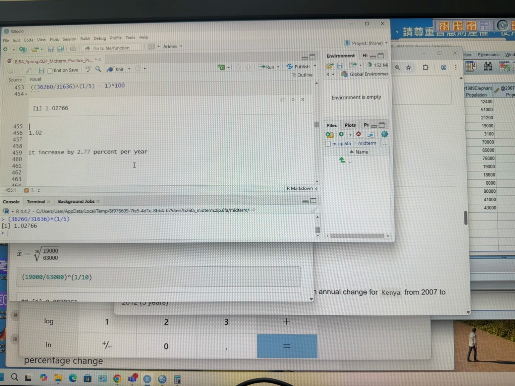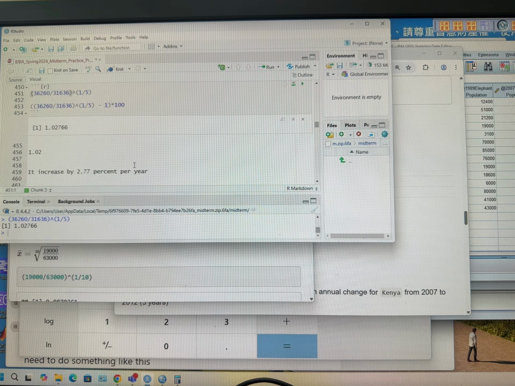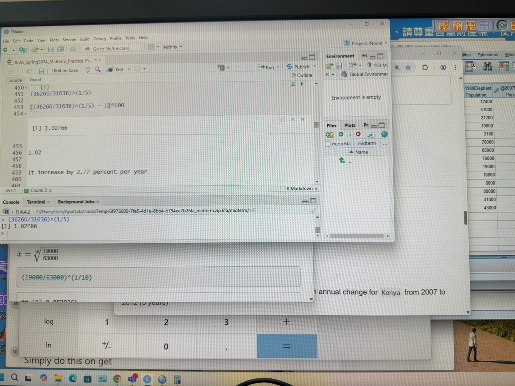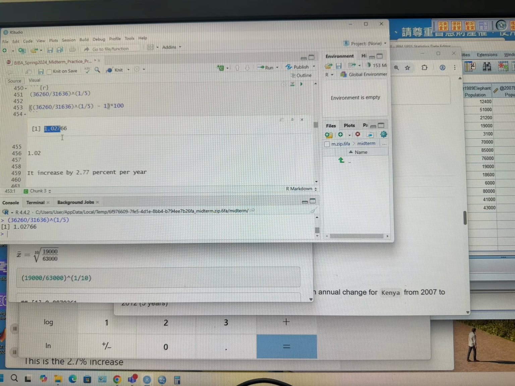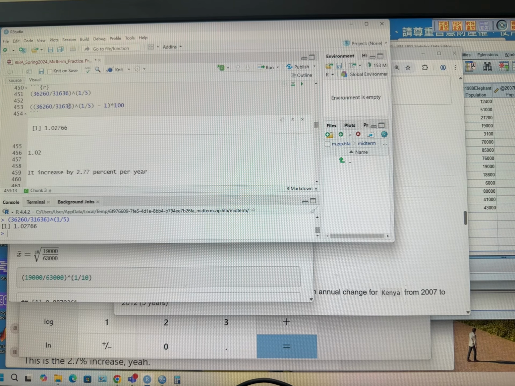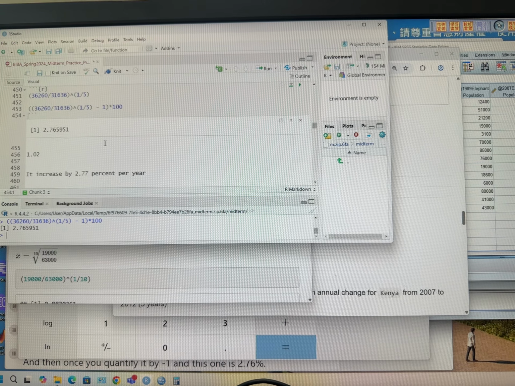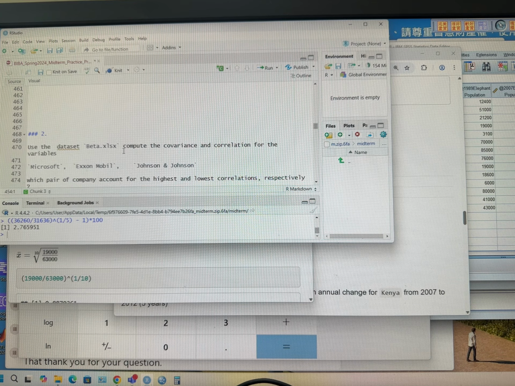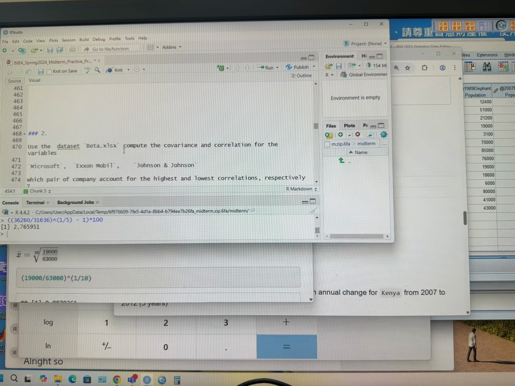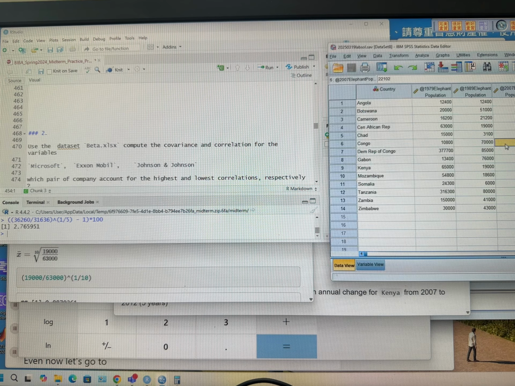But you can see automatically, you do not need to do something like this. Simply do this one, it gives you the intuition. This is a 2.7% increase. And then to quantify it by -1, this one is 2.76%. So that's something we can see together. Thank you for your question. Alright, so any other question? Alright, if not, let's go to the beta.